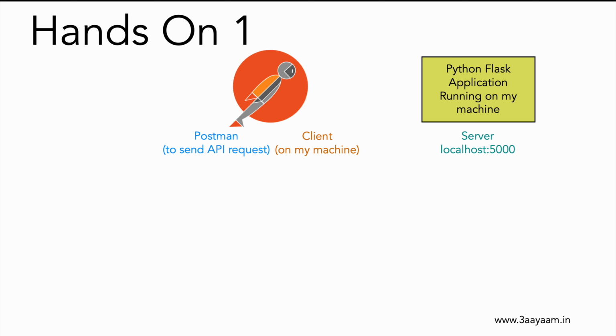Now, instead of the HTML or web application or the JavaScript page, the Postman application would send the request to the Python Flask application that is running on my machine and then get the response back. So both of them would be running on my machine. The Postman application would be the client and the Python application running on my machine would be the server. So both client and server are on the same machine. And I'll use this setup for most of the hands-on unless I am doing it in the cloud.